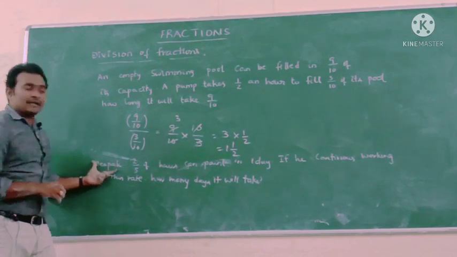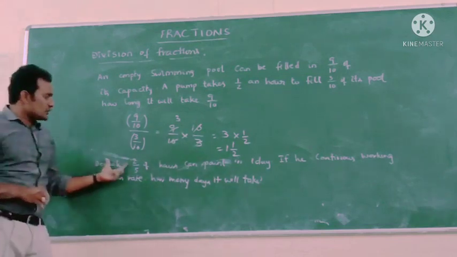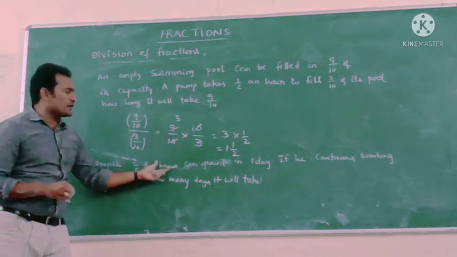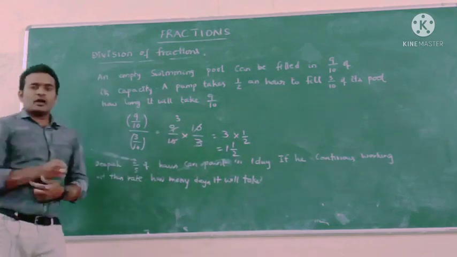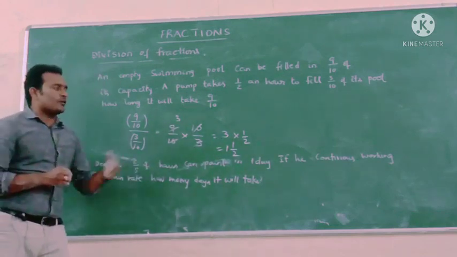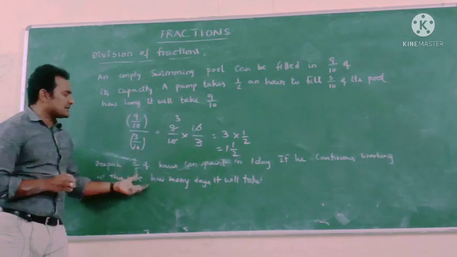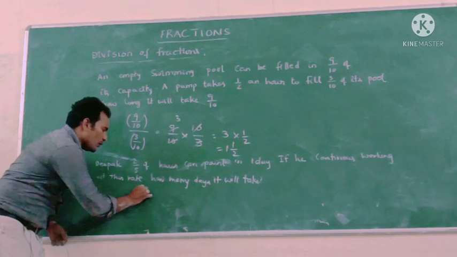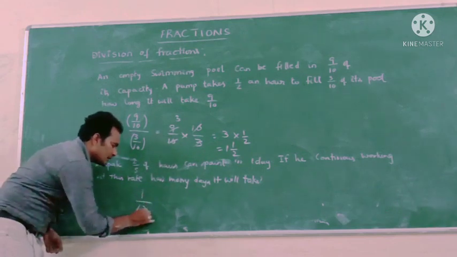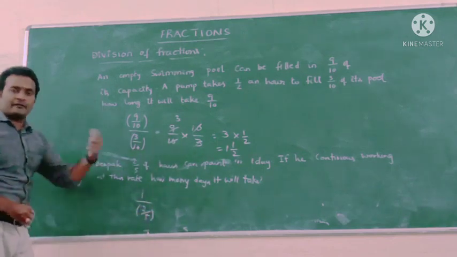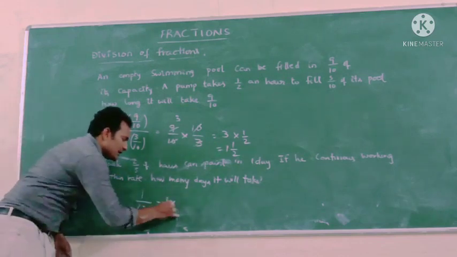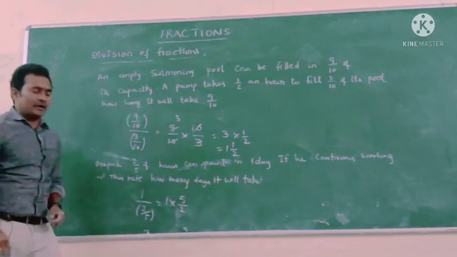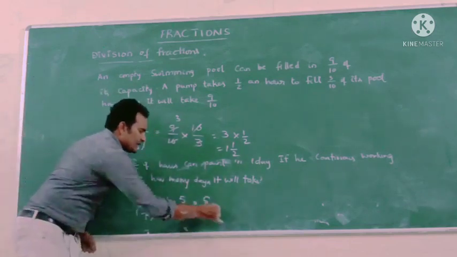In the same way, another example I am going to discuss. Deepak can paint 2/5 part in one day. If he continuously works at this rate, how many days will it take? How many days means how many 2/5s are there in 1? We can do it as 1 divided by 2/5. Take the reciprocal of 2/5, 1 into 5/2. That is 5/2.